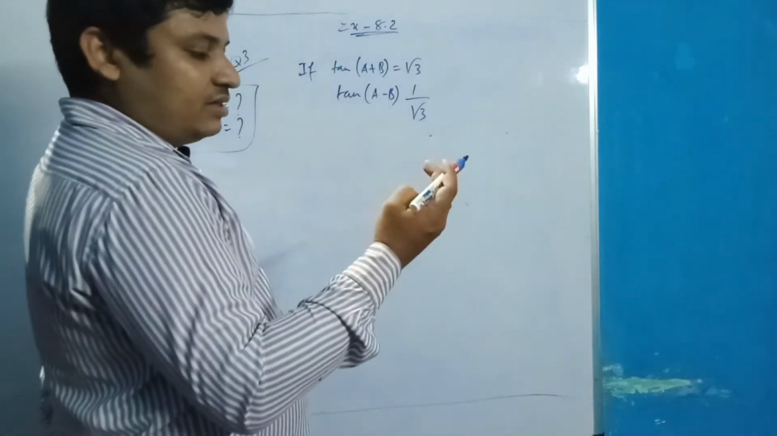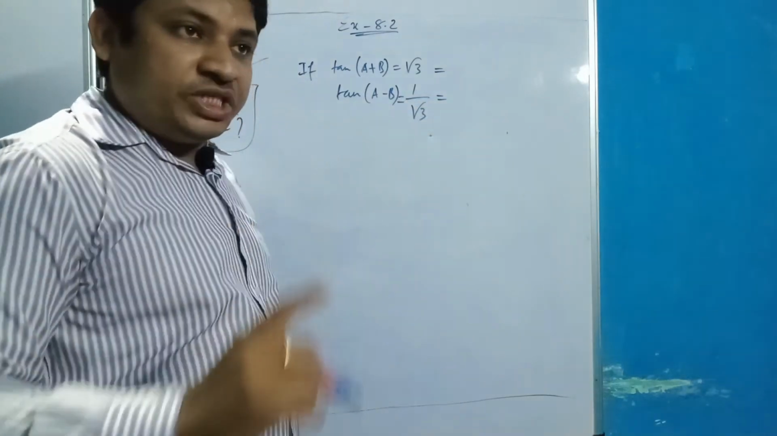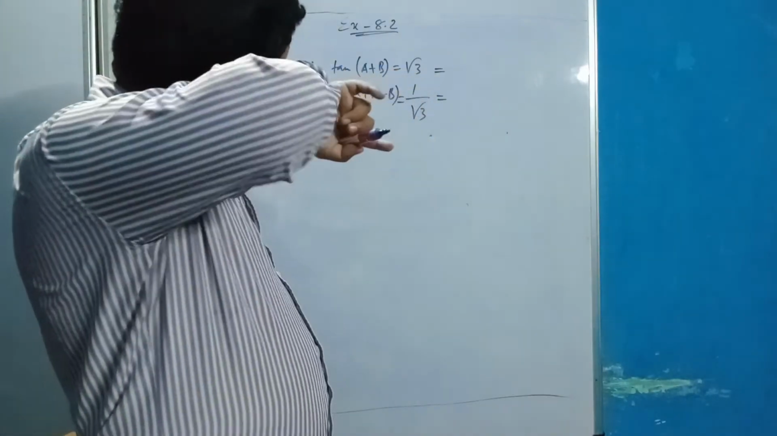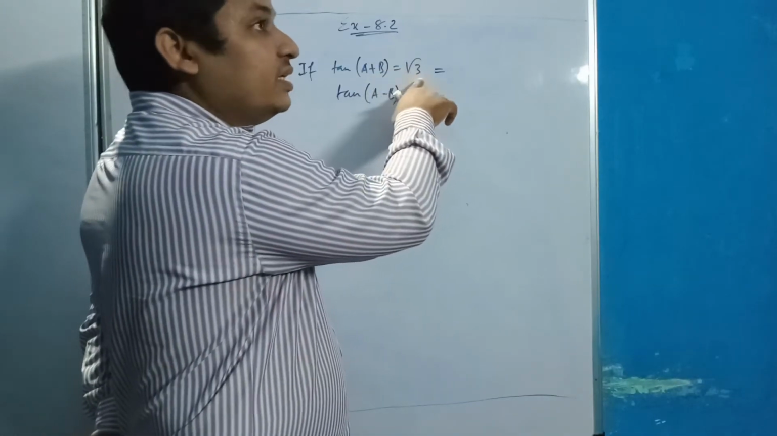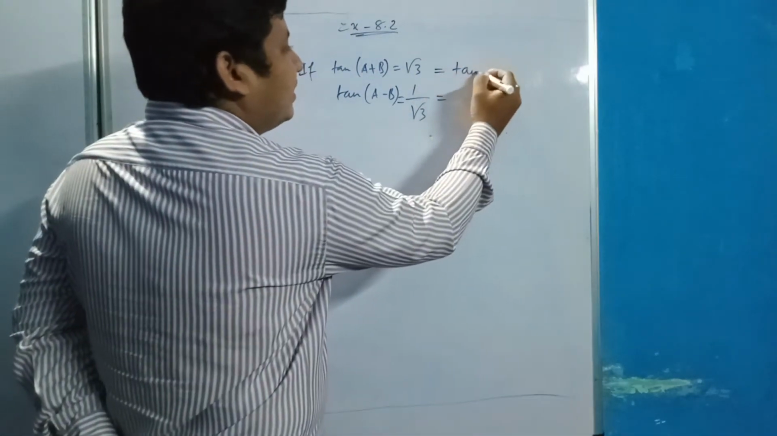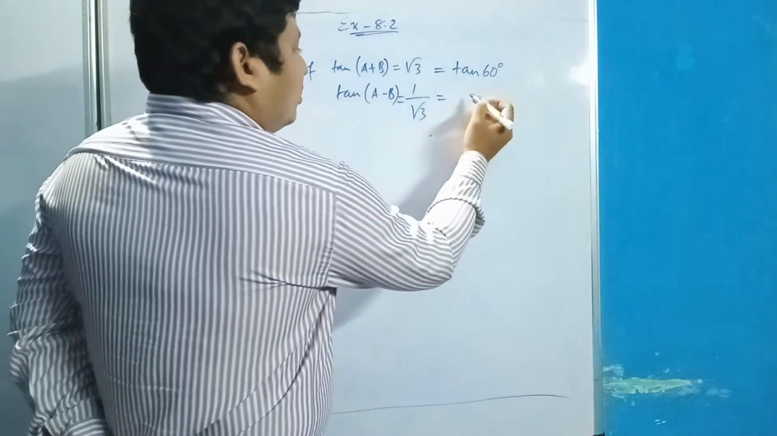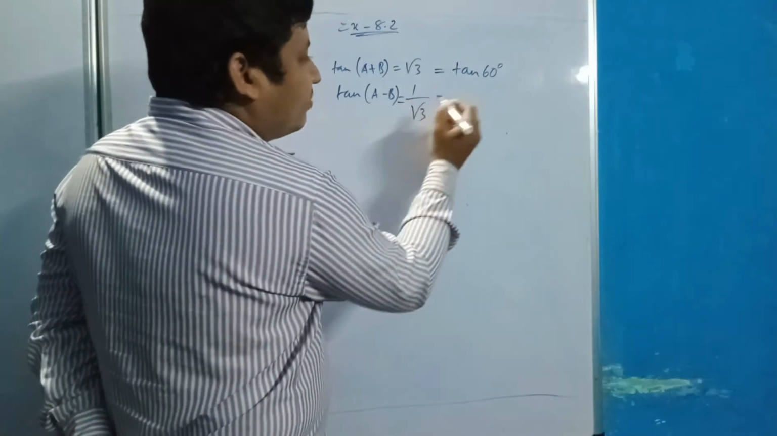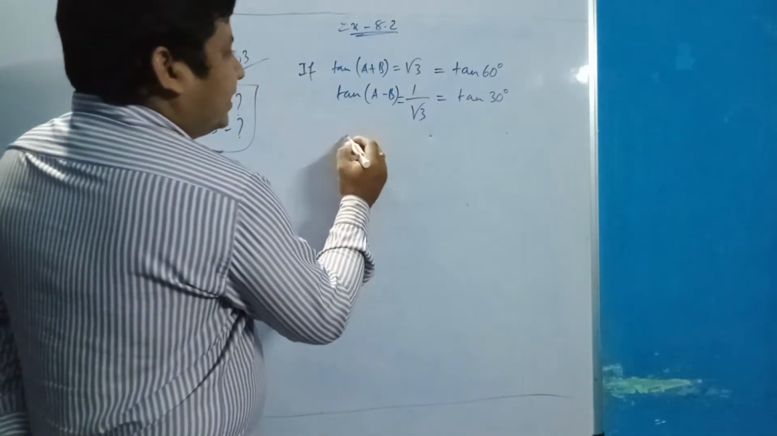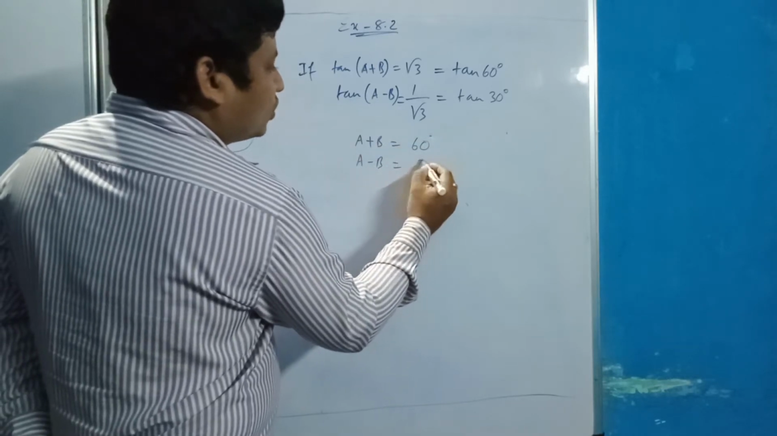So what can be done? Now root 3. You will check the tan table for the value where tan theta equals to root 3. For which value will it be root 3? You can check and you will find it is tan 60 degree. And for a minus b, 1 by root 3, tan theta equals to 1 by root 3, it will be for tan 30 degree. So I can write a plus b equals to 60, a minus b equals to 30.